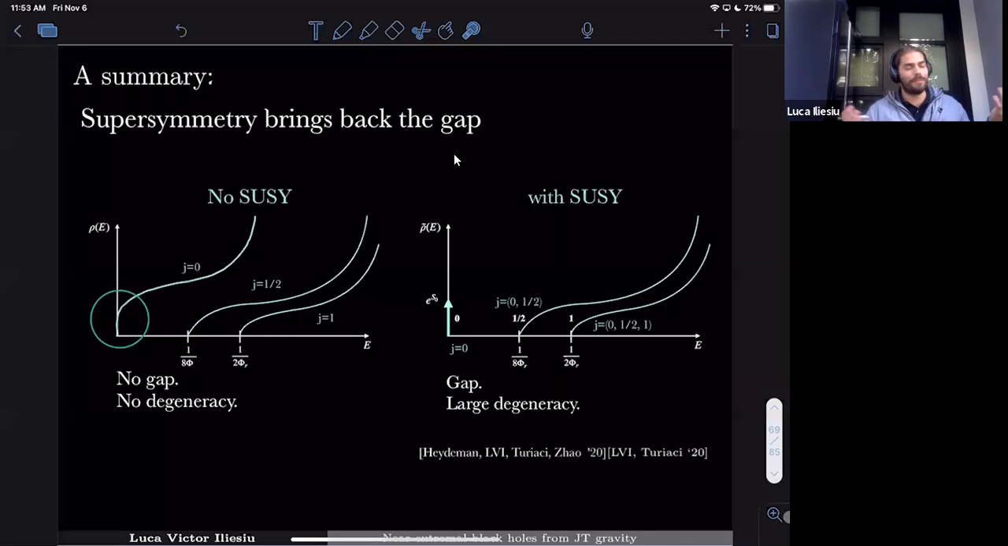But also I want to say that this is a computation that's done purely at the level of the Euclidean path integral. So it does not require any UV completion, as opposed to, I think, the fuzzball program. So this should be a universal feature that would be seen whether or not the fuzzball program is true or not.